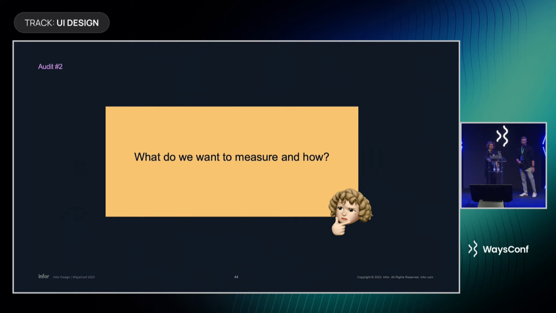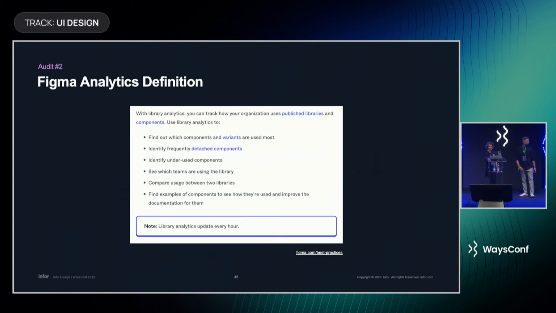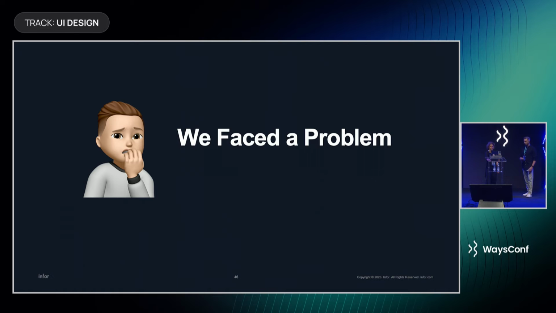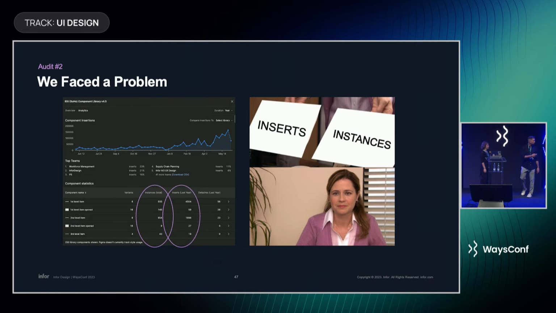However, what do we want to measure and how? Here you can see a screenshot from the Figma website. This is a very useful list, and we were focused on the first 3 things from it. We wanted to measure inserts, instances, and detaches. However, at some point, we faced a problem. We didn't know what the difference is between inserts and instances, and maybe you know how this Figma analytics tool looks. We didn't know how to understand the difference.